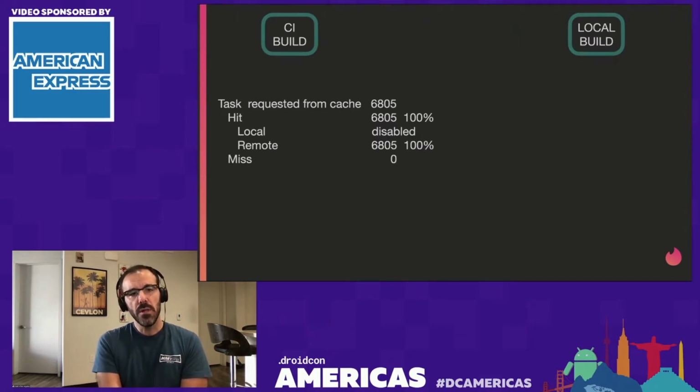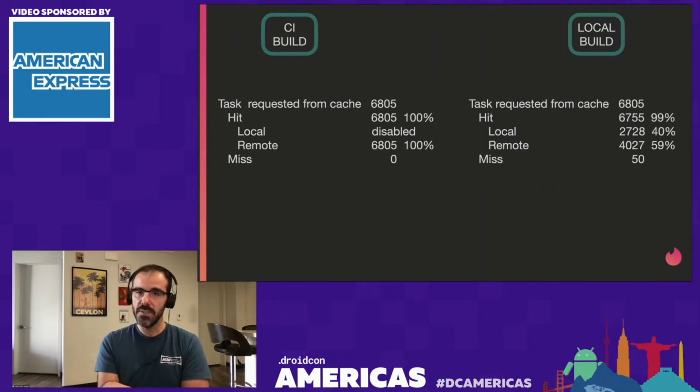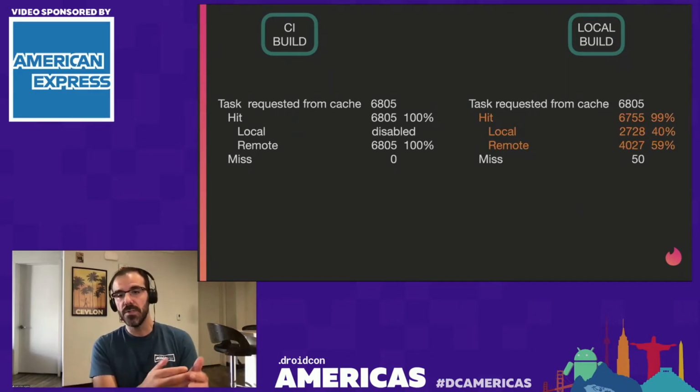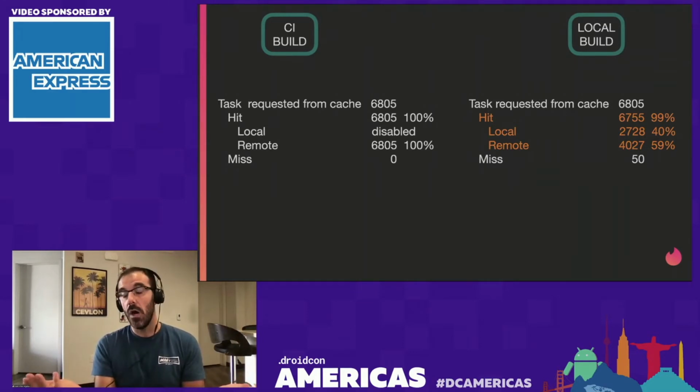For the CI build, we have requested 6,000 tasks. And the first thing in our case is that we are disabling the local cache for the CI builds, so we want totally clean remote builds from the CI perspective. But we have a very good number, so this is the perfect scenario. If we do the same in the local build and generate the build scan, we can see in the same section that we have these differences. We are using the local cache with 2,000 tasks and the remote with quite good numbers, but we still have 50 missing tasks.